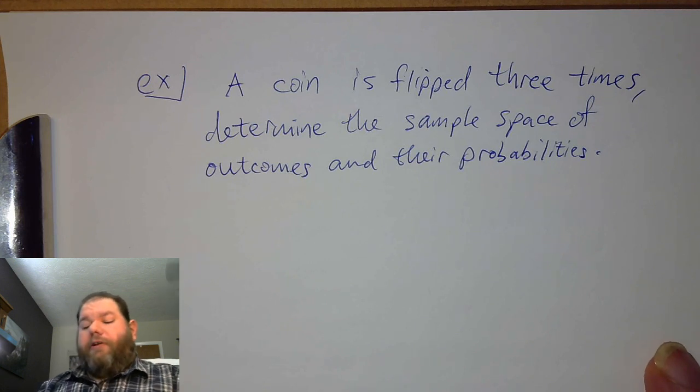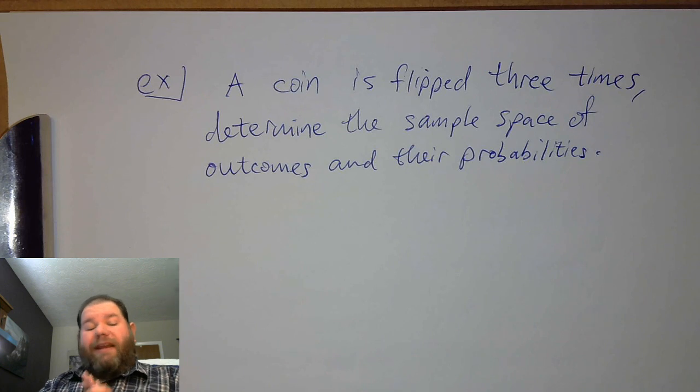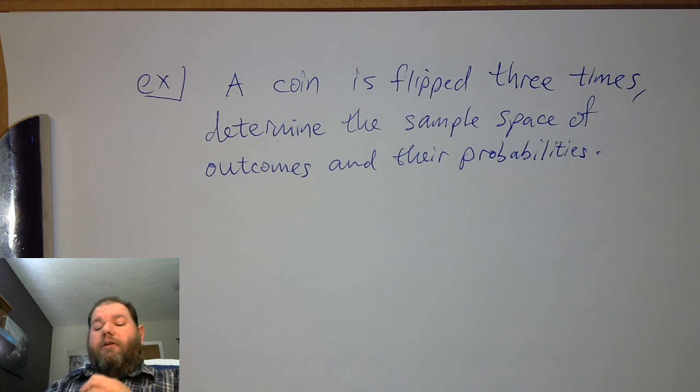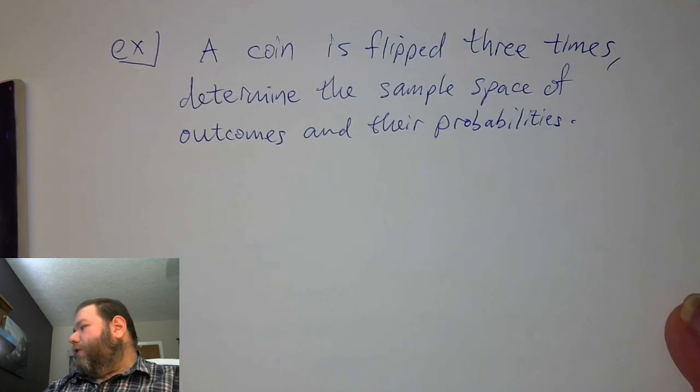The coin is flipped 3 times and we want to determine the sample space of outcomes and their probabilities. For this, when there's only 2 possible outcomes for flipping a coin, one method we can use to determine this is what's called a tree diagram.